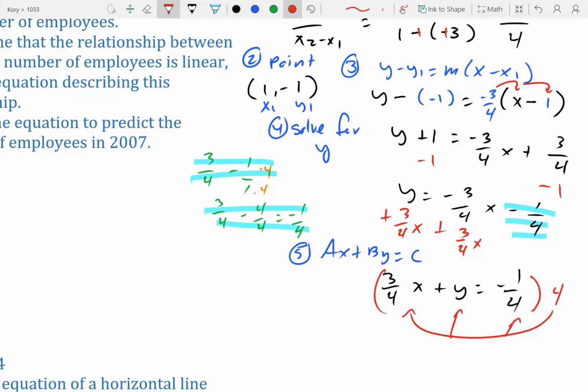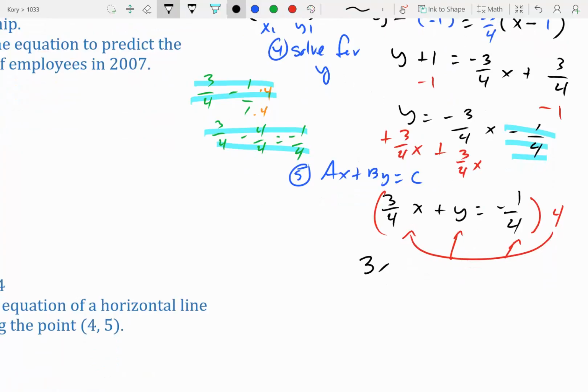Now, when we multiply the fraction and the denominator is the same, just write what's left on top. So 3x, we need to multiply 4 and y. So 4y equals, see how that 4 is on the denominator? So just write what's on top, negative 1. And that is our solution.